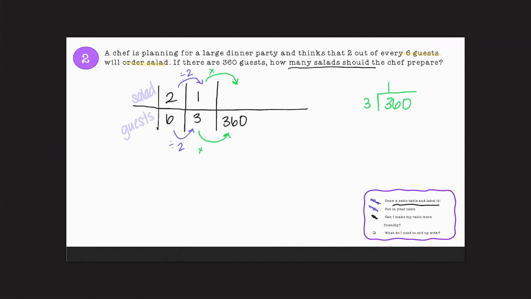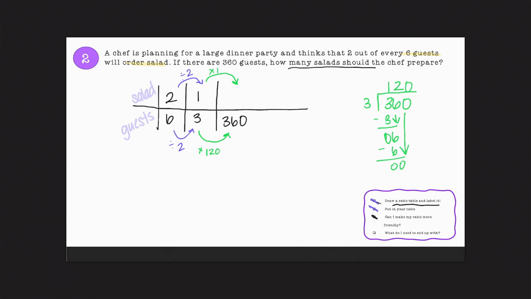So 3 goes into 3 one time. We're going to bring down a 6. 3 goes into 6 2 times. And then our last value, 0, goes in 0 times. So we have 120. Oops, just kidding, wrong spot. It's being multiplied 120 times.